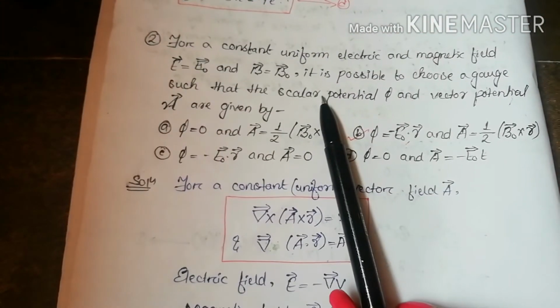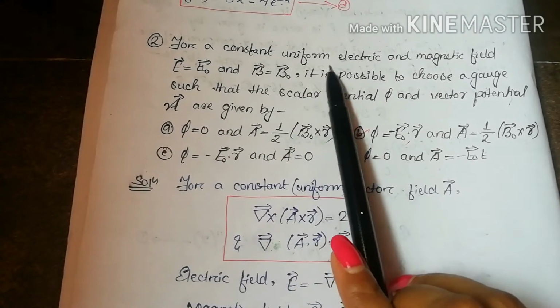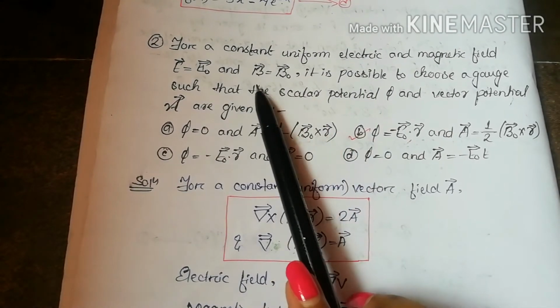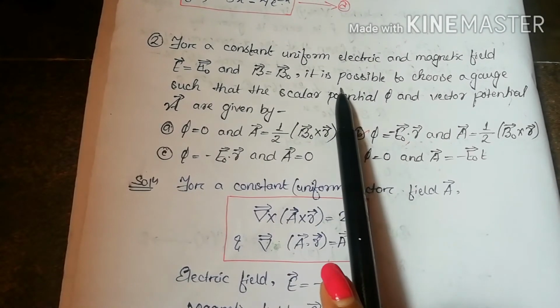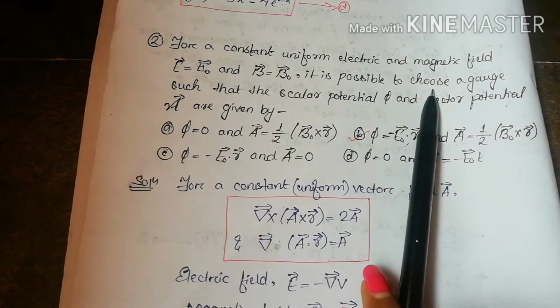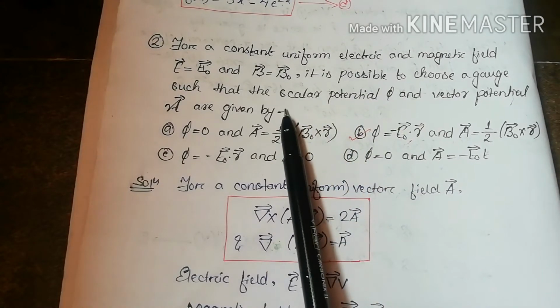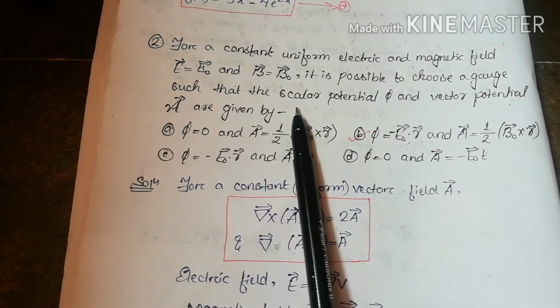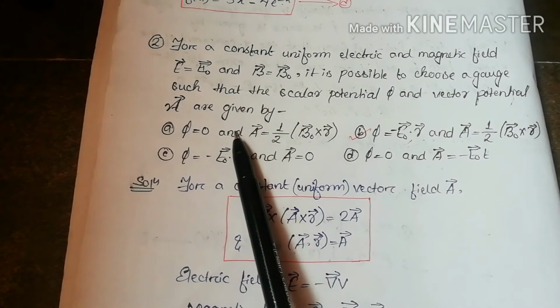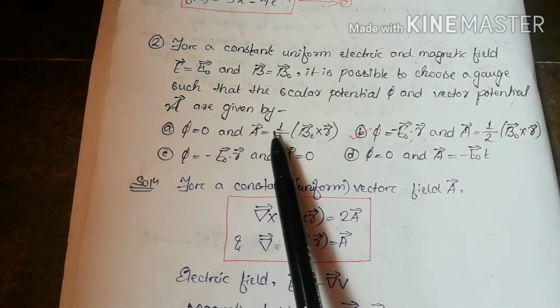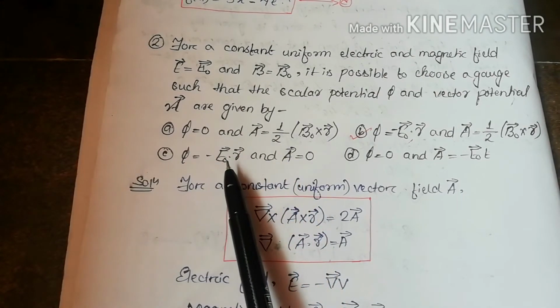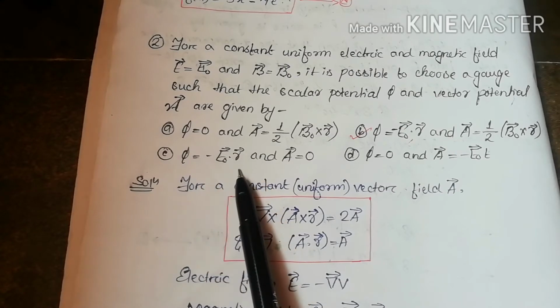The next question: for a constant uniform electric field and magnetic field, E equals to E naught and B equals to B naught, it is possible to choose a gauge. It is possible to choose a gauge means that the electric field and the magnetic field are constant, they will not change, for some value of the scalar potential phi and vector potential A. We have to choose the value of the scalar and vector potential for which the electric field and magnetic field are not changed, they are the same.